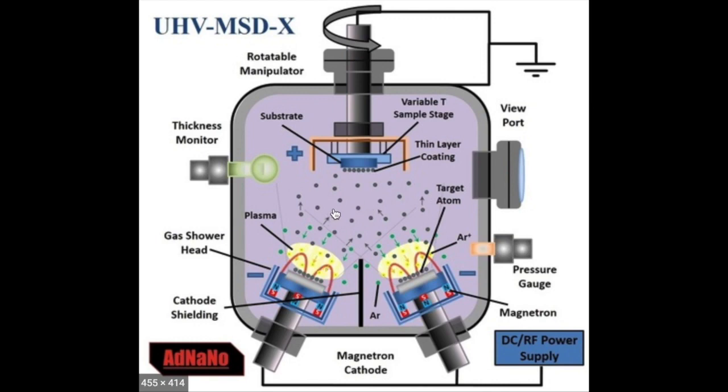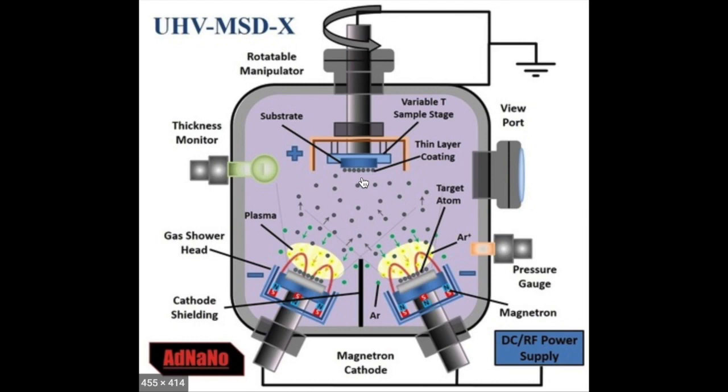So once we have the ionized argon atoms, we can then accelerate them towards a target in the electric field. And once we have the ionized atoms strike the target, that will eject the target material, and that's how we can create a thin film coating.